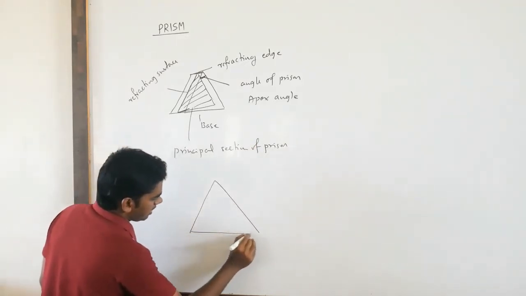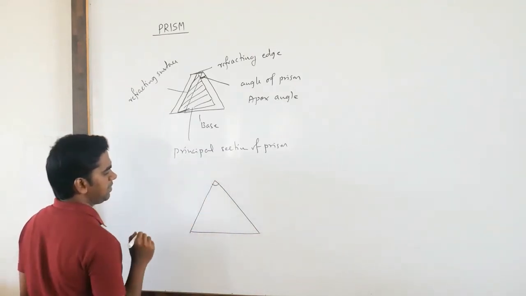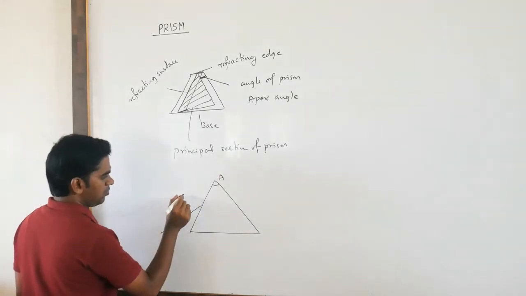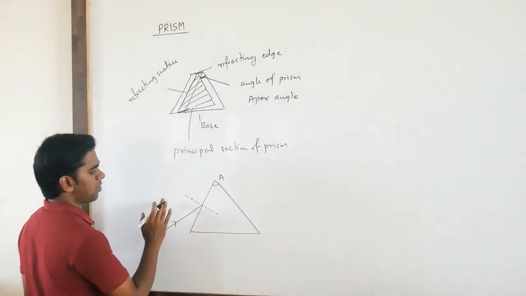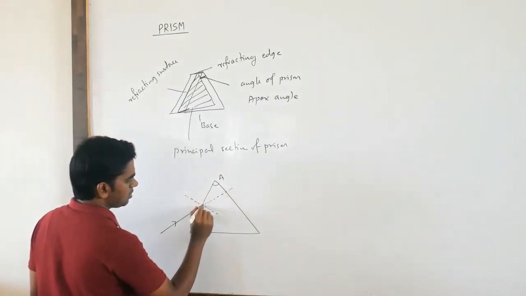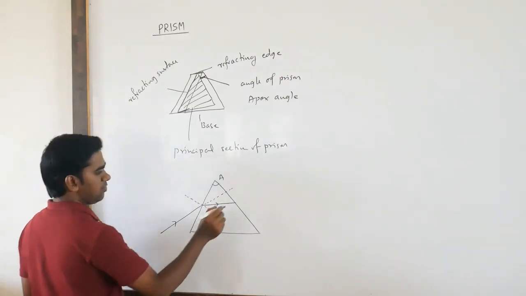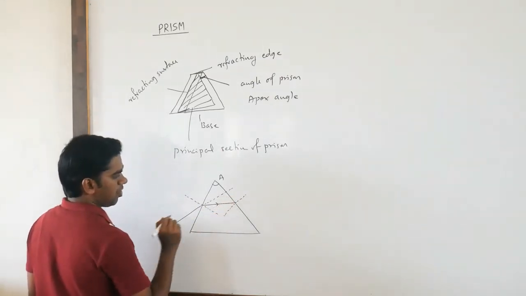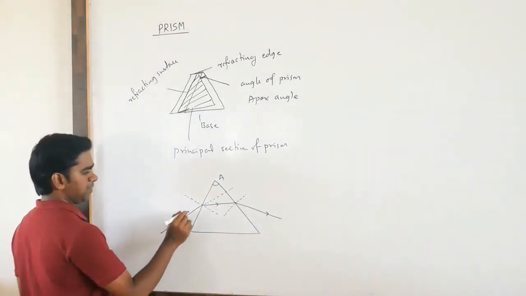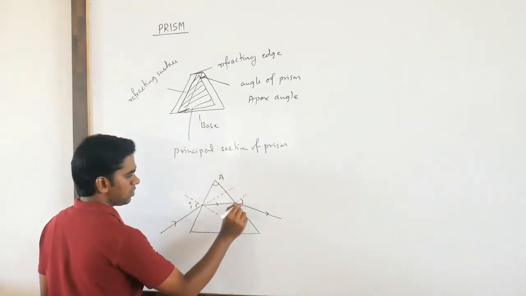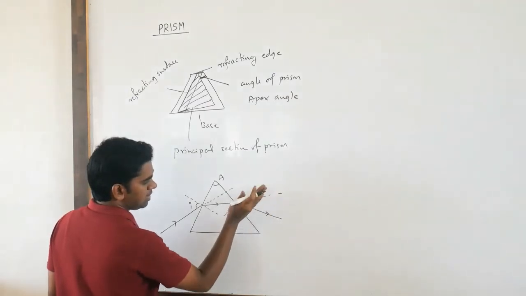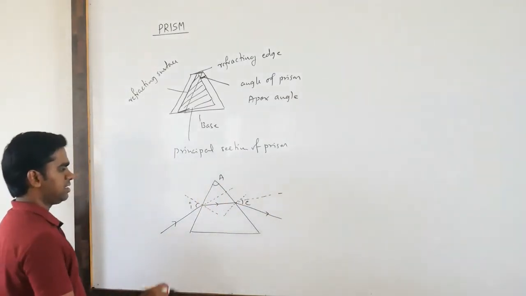Say a ray of light is incident on this principal section, with the angle of the prism as A. If you look at the normal, the ray is traveling from rarer to denser, so it will bend towards the normal. Again, at the normal here, the ray is traveling from denser to rarer, so it will bend away from the normal. This is the angle of incidence, and this is the angle of emergence. Here is the deviation: the ray is slightly deviated from its actual path.